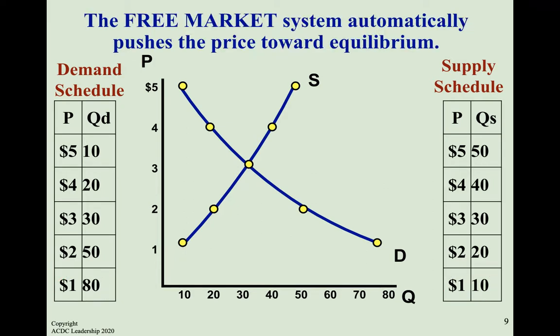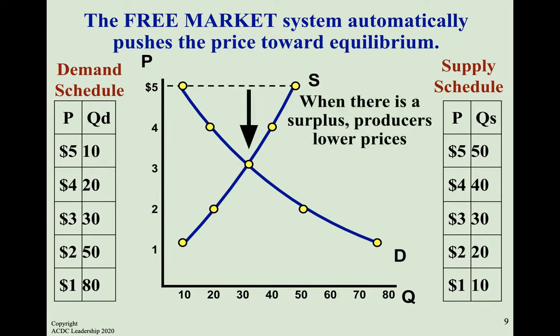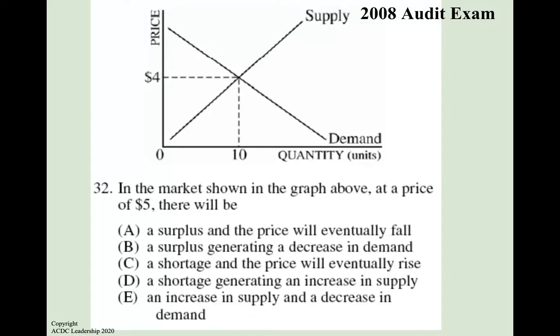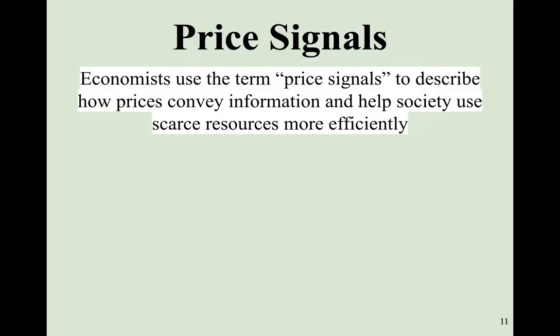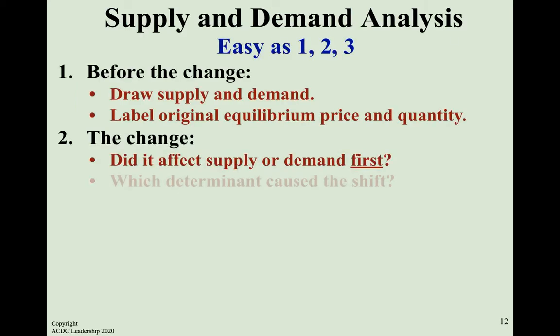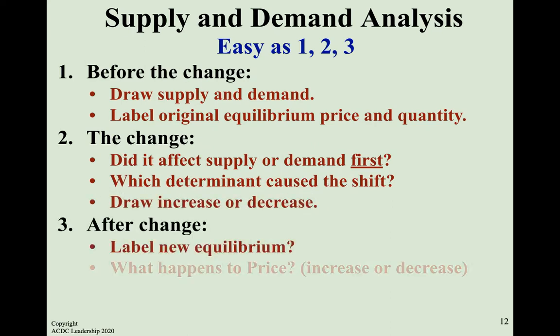Now, the free market system automatically pushes the price towards equilibrium. So when there's a surplus, producers lower their prices, and when there's a shortage, producers raise their prices. I have some practice questions. Price signals is the term that economists use to describe how prices convey information and help society use these scarce resources more efficiently.